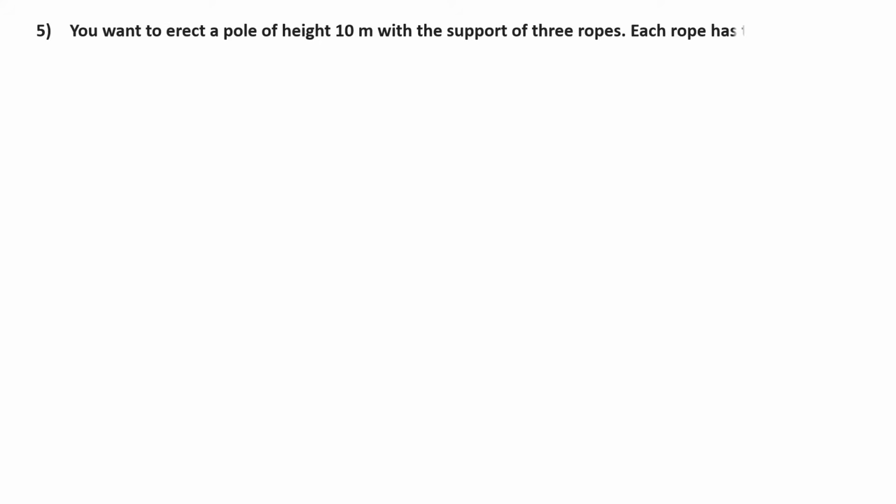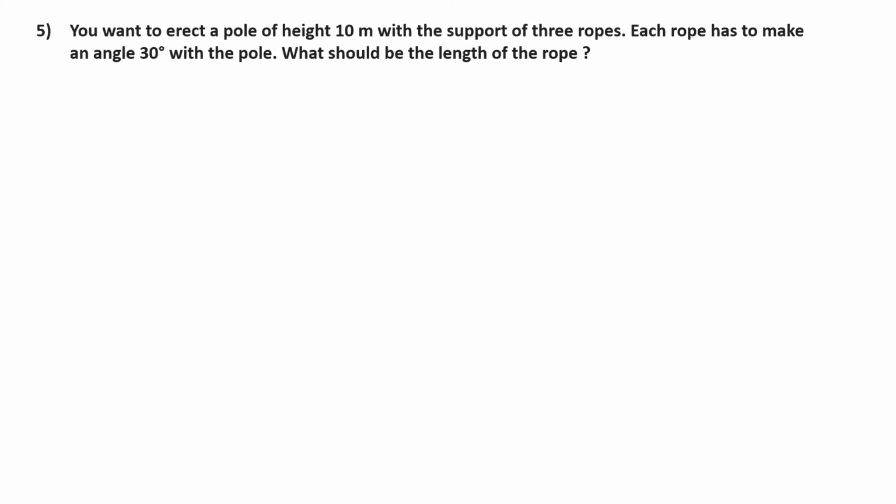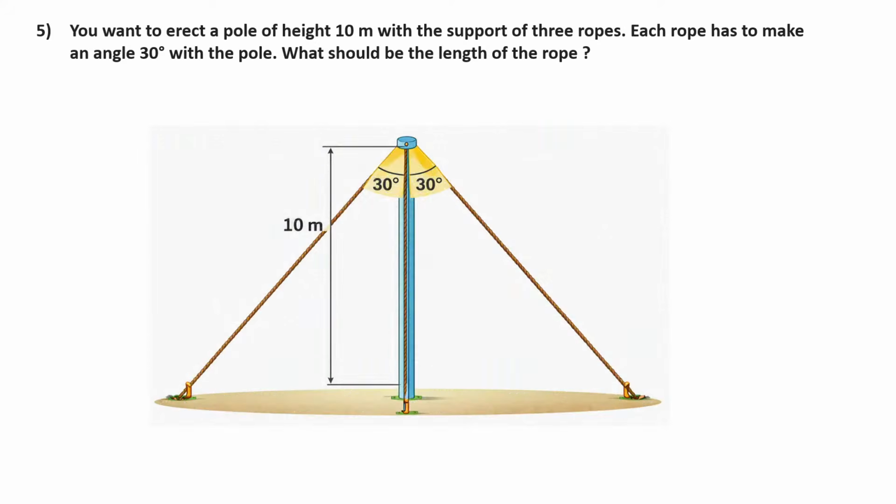Next, fifth question. You want to erect a pole of height 10 meters with the support of 3 ropes. Each rope has to make an angle of 30 degrees with the pole. What should be the length of the rope? Here, you see the diagram, then you will understand. That blue color pole is one. Its height is 10 meters.